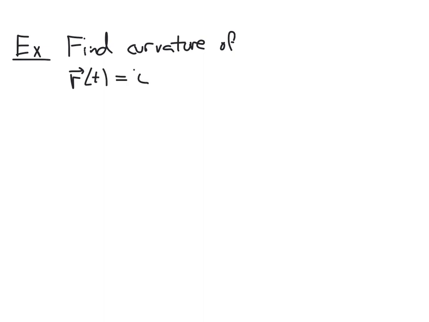So r of t is going to equal a cosine of t, a sine of t, and 0. All right, so this is the vector form for a circle in the xy plane. It's in the xy plane because the z component is 0. And we know that a cosine t, a sine of t is a parametrization of a circle. It's the circle centered at the origin of radius a. And so we want to find the curvature of this.